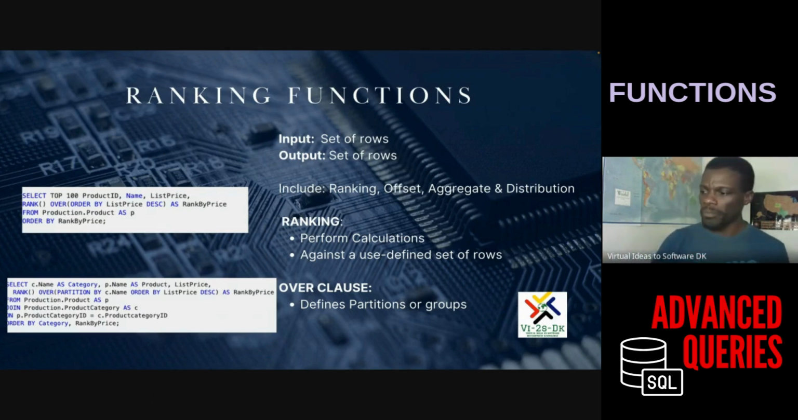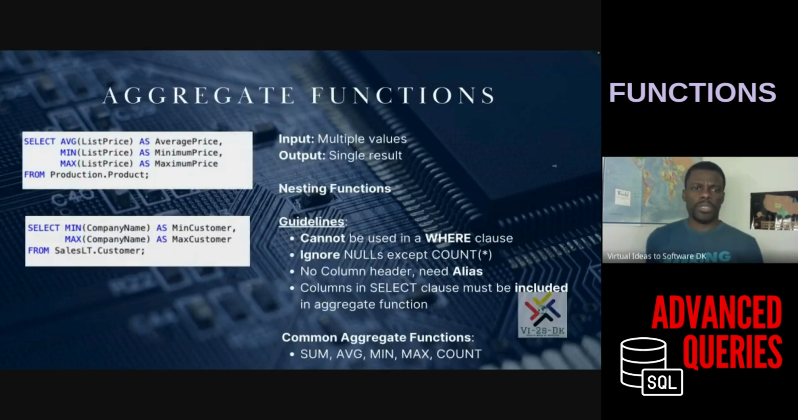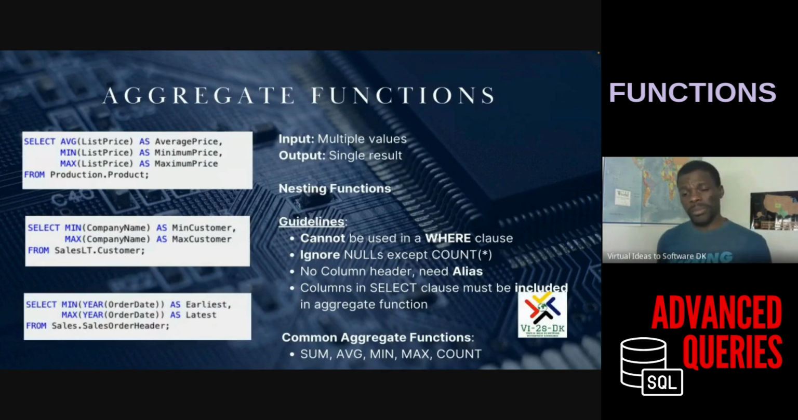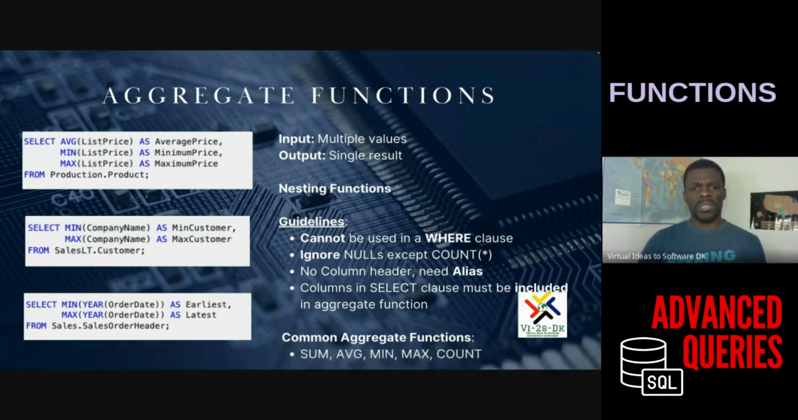All right. Awesome. Let's proceed and jump into aggregate functions. Aggregate functions are very popular. You see at the bottom the common aggregate functions I would see: count, which we probably use often just to check the number of items that we have in a particular table. We also have minimum, maximum, sum, and average. What we need to remember here is the input is multiple values. The output is a single result. We also might be able to nest them, which we'll talk about.